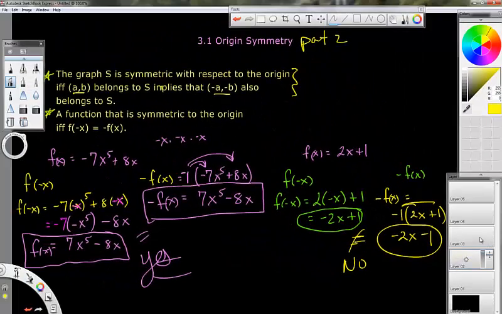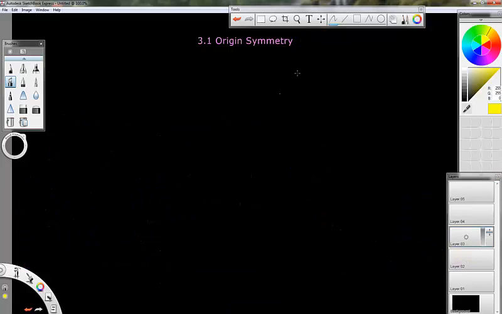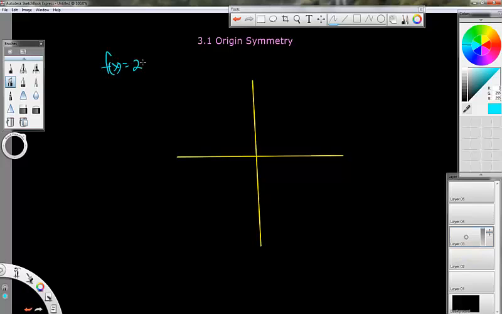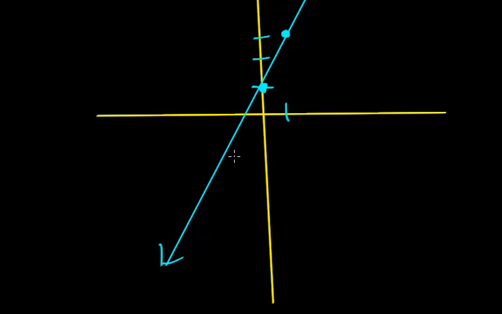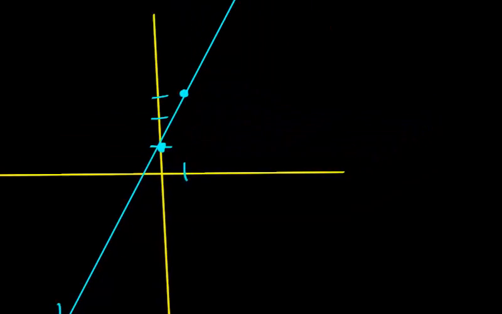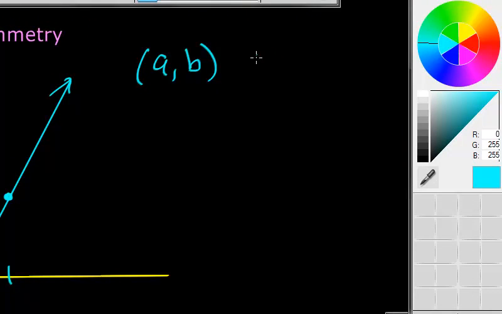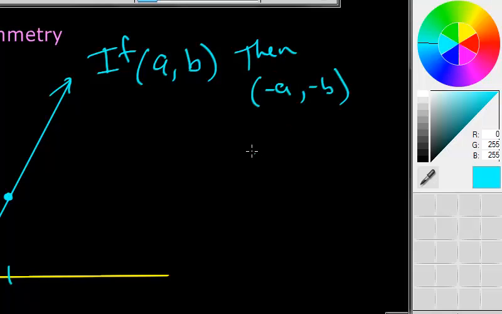Now, just real quick, let's look at why that is based on the first part of the definition. If I draw a nice, quick little graph and use f of x equals 2x plus 1, which is the one we just did, and I graph this really fast, up 2 over 1, that's what that looks like. This is the graph of 2x plus 1, and it is not symmetric to the origin. Here's why. The first part of the definition says if the point (a, b) is there, then the point (negative a, negative b) is also there.